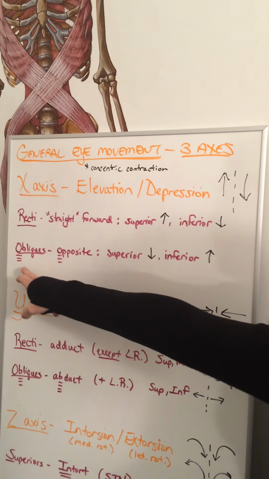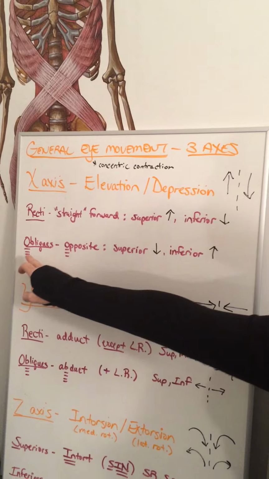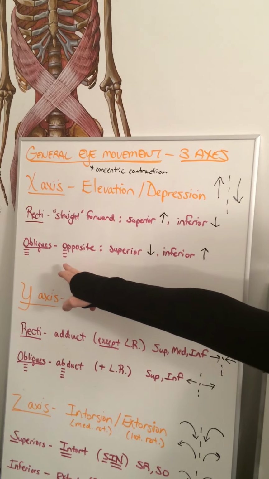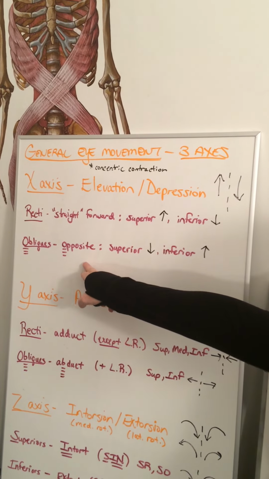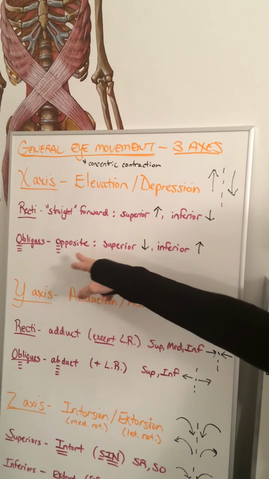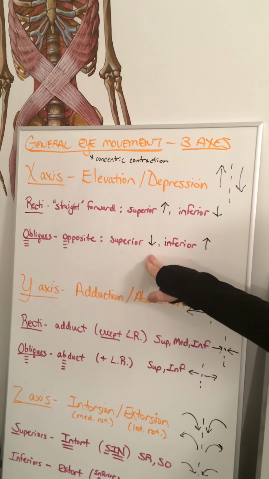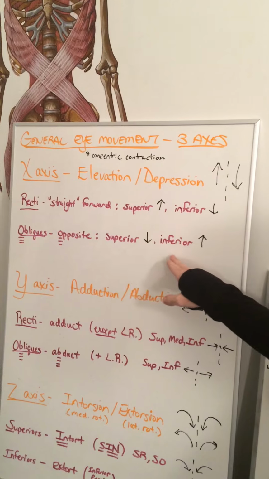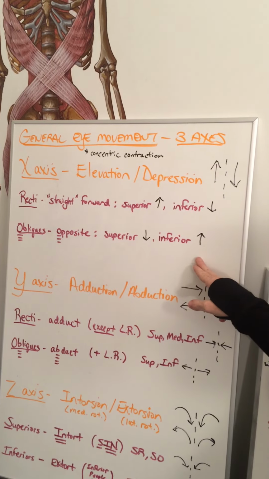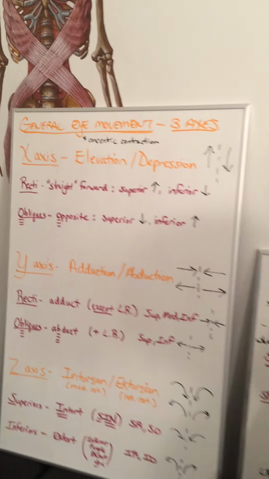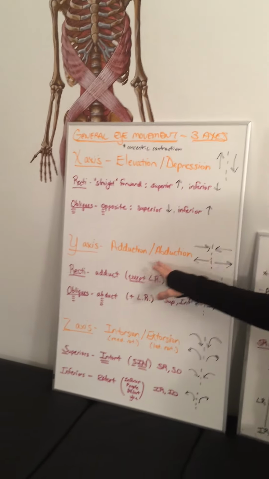The obliques, however, obliques start with O, and so does the word opposite. Obliques do the opposite of what you might assume they would do on the x-axis. So superiors actually depress on the x-axis, while inferiors elevate on the x-axis. Good. On the y-axis, adduction and abduction.